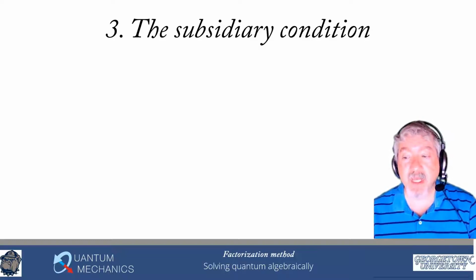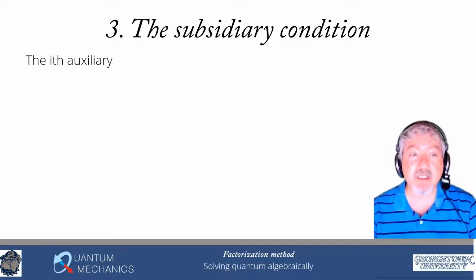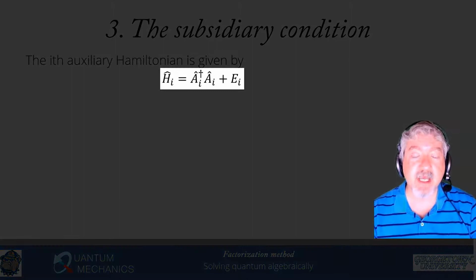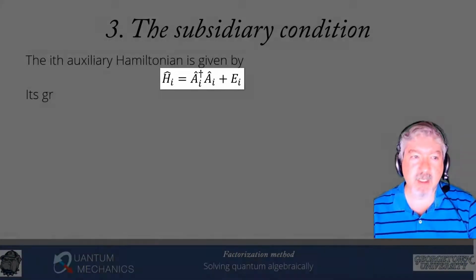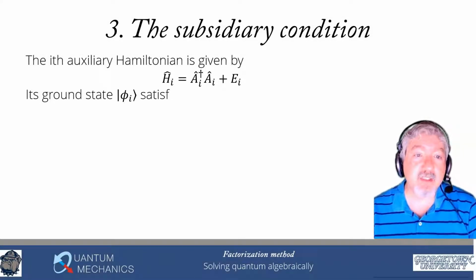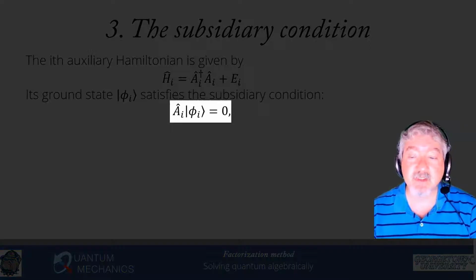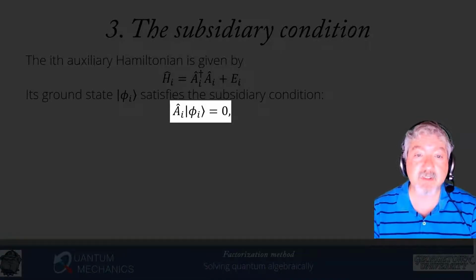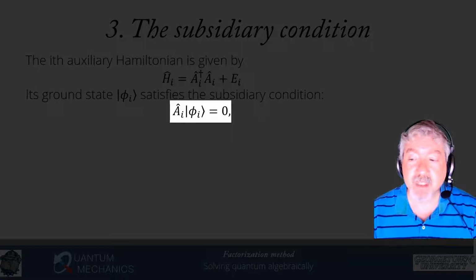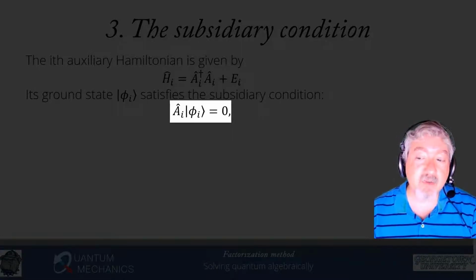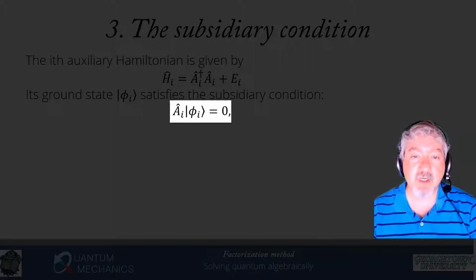Before we do that, we want to find out what the ground state is of each of these auxiliary Hamiltonians. So again, let me remind you what the auxiliary Hamiltonian is. It's written as A_i dagger A_i plus E_i. And its ground state satisfies what's called the subsidiary condition. And that is that the lowering operator acting on phi_i is equal to 0. We're going to use phi to denote the auxiliary Hamiltonian ground states. We're going to use psi to denote the ground and excited states of the Hamiltonian that we care about.